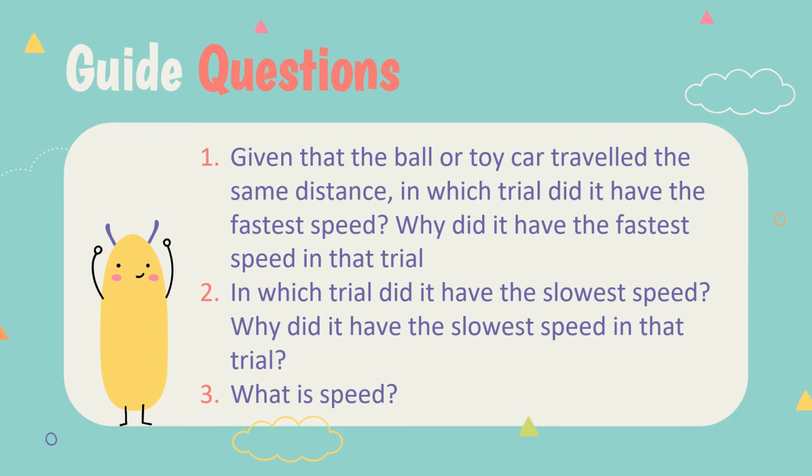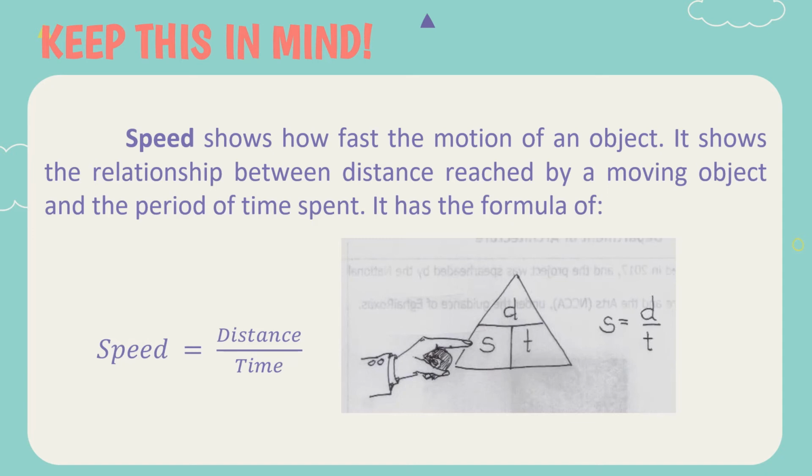Answer the following guide questions after you have performed the activity. 1. Given that the ball or toy car traveled the same distance, in which trial did it have the fastest speed? Why did it have the fastest speed in that trial? 2. In which trial did it have the lowest speed? Why did it have the lowest speed in that trial? 3. What is speed? Keep this in mind.